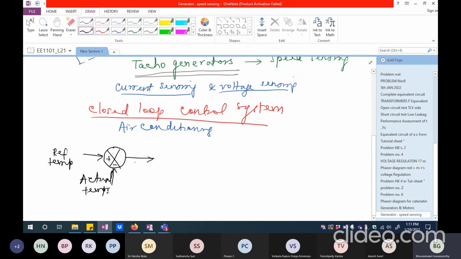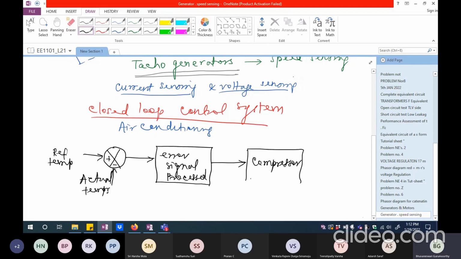Now, whatever is the error tells us whether I should cool the room further, or whether what is done right now is sufficient. So this gives me a signal, an error signal. This error signal will be processed, to decide whether I have to cool much faster, whether I have to just stop, or whether I have to cool slowly because the difference is very low. Now this processed signal will be given to the compressor. The air conditioning system will have a compressor.